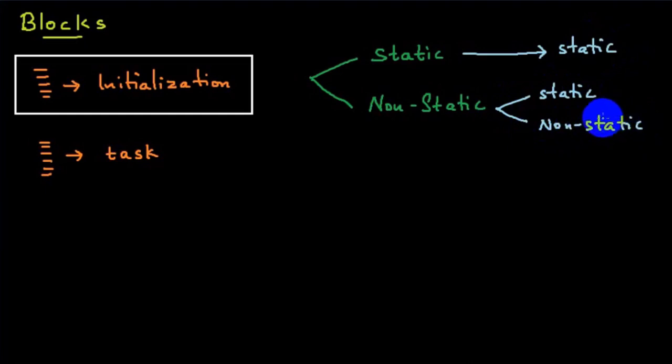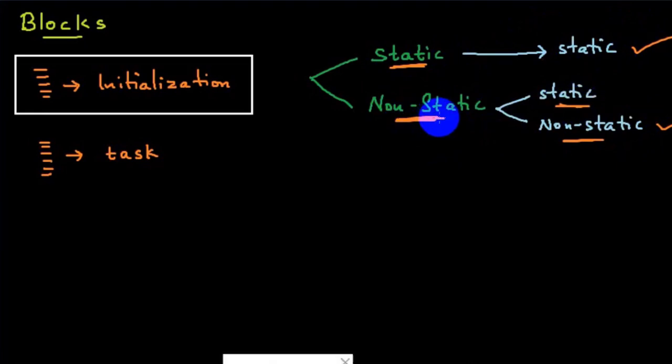But in real time, for initializing static variables, we generally follow static blocks only. With the help of non-static blocks it's possible, but we generally don't come across it. So static blocks are used to initialize static variables and non-static blocks are used to initialize non-static variables. Is it possible to initialize static variables with the help of a non-static block? Possible, but not a good practice. So this is what we are supposed to understand when we talk about static blocks.